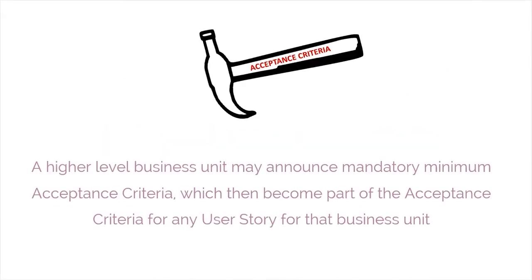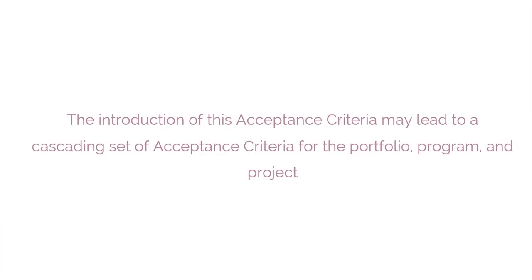Minimum acceptance criteria. A higher-level business unit may announce mandatory minimum acceptance criteria, which then become part of the acceptance criteria for any user story for that business unit. Any functionality defined by the business unit must satisfy these minimum acceptance criteria if it is to be accepted by the respective product owner. The introduction of this acceptance criteria may lead to a cascading set of acceptance criteria for the portfolio, program, and project.